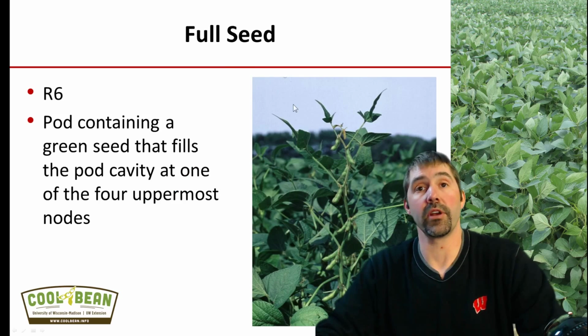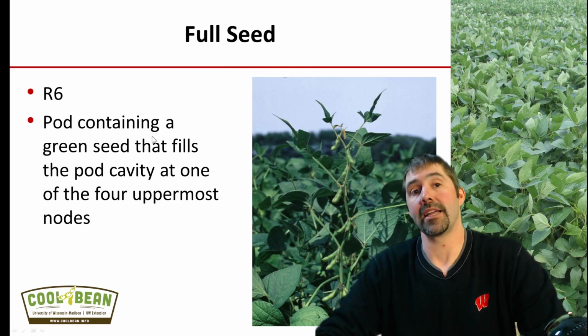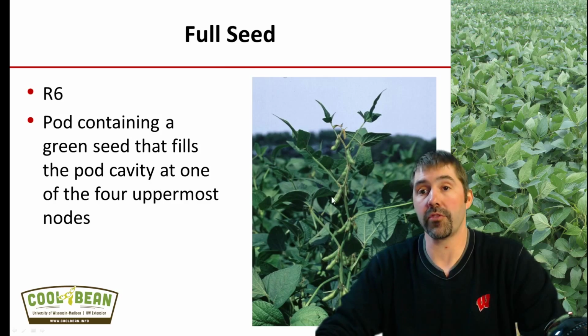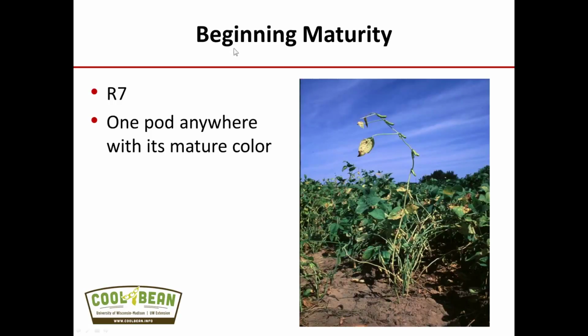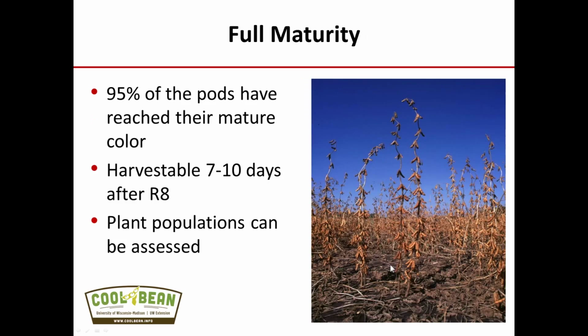The next growth stage we're going to discuss is R6, which is a full seed. This is when the pod contains a green cavity that fills one of the pods at one of the four uppermost nodes. The next crop growth stage we move into would be the R7 growth stage, which would be classified as beginning maturity. This is where one pod anywhere on that stem has a mature color, which would be a tawny brown color. So it gives us a sense of physiological plant maturity.